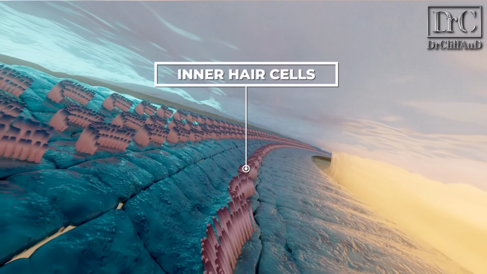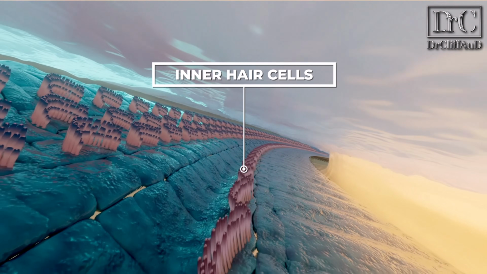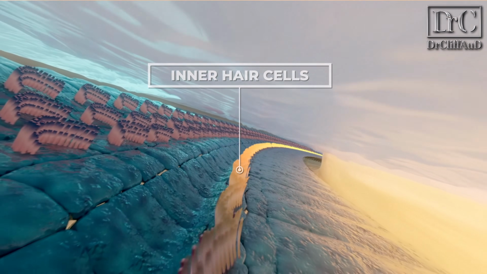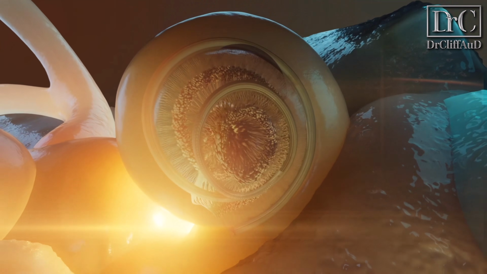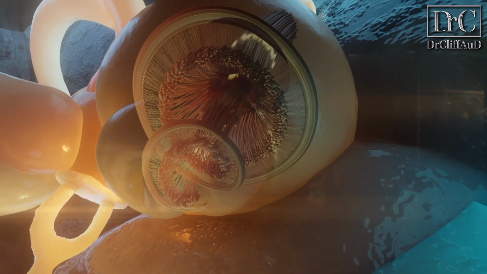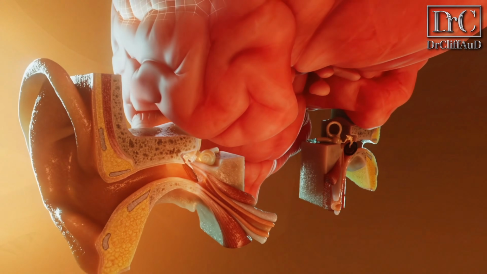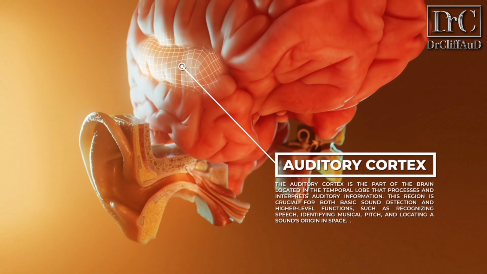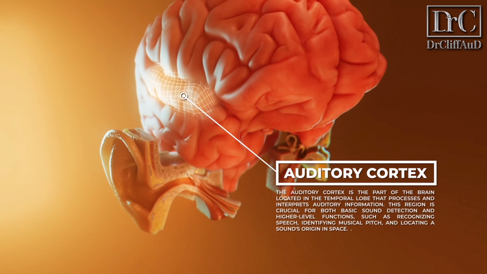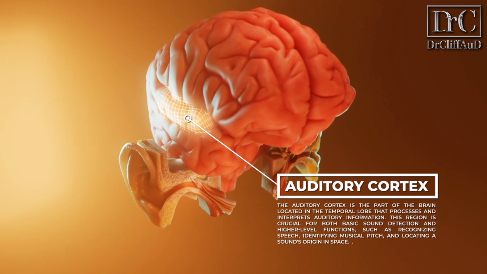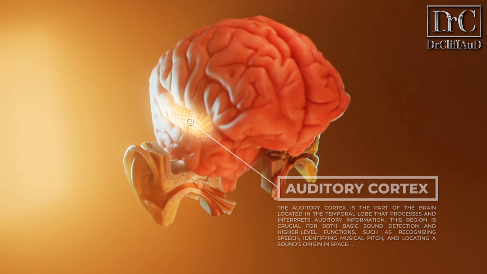Once the outer hair cells have enhanced the vibration of sound enough, the inner hair cells are able to receive these vibrations and convert them into neural impulses. These neural impulses travel up the auditory nerve and through a series of complex neural pathways to the auditory cortex in both hemispheres of the brain. It is the auditory cortex that interprets these neural impulses, which is how we perceive sound.